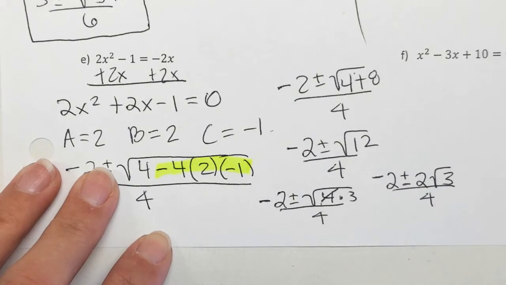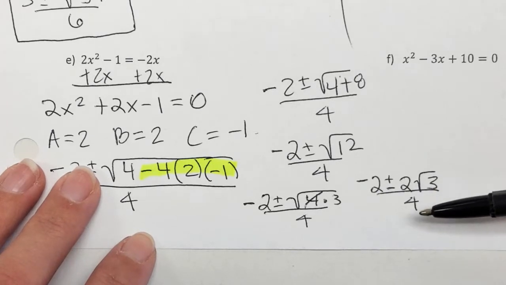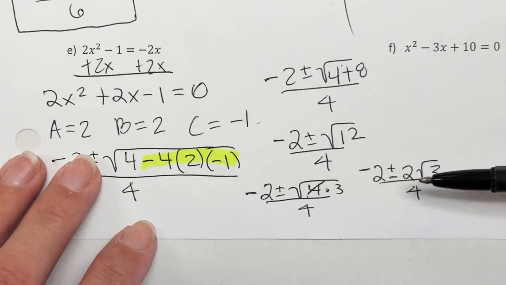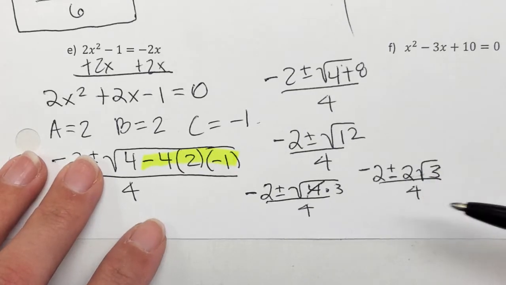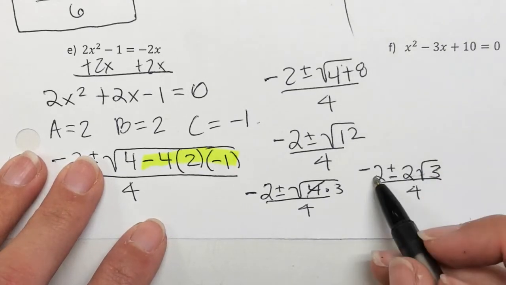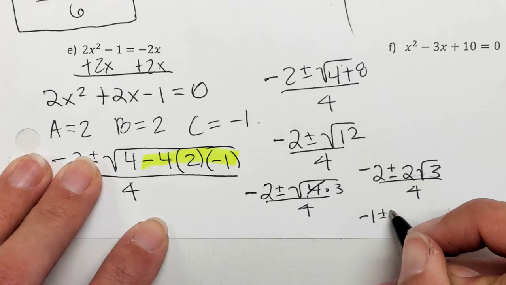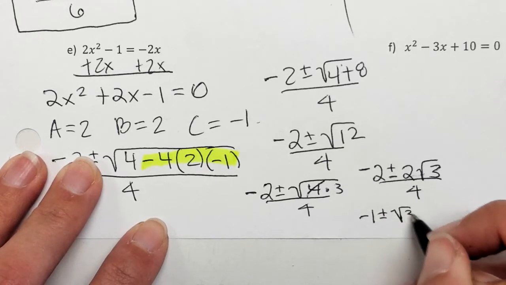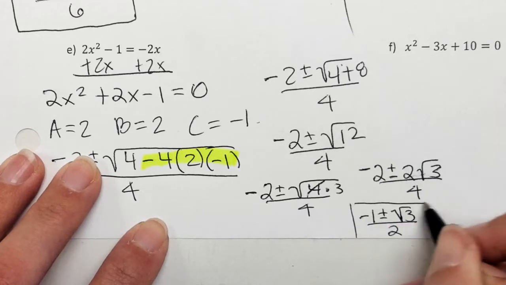Now, Colby, can I simplify this? You take the negative 2 of the top and, good. So let's take a 2 out of everything. This would make this, anybody? Negative 1 plus or minus just the square root of 3 over 2. Sweet. That's it.